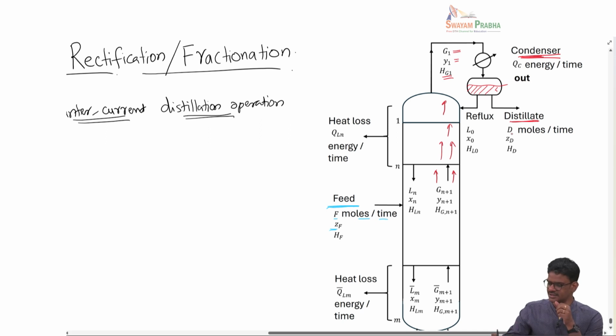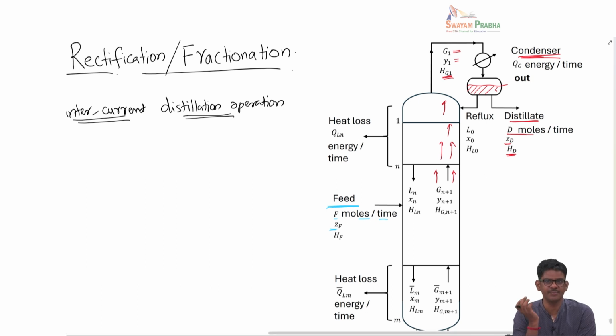So you see that once you have condensed this vapor into liquid, you remove that as a distillate, and the distillate is denoted by a flow rate of D moles per time and a composition of ZD or YD, and then you will have an enthalpy of HD. So you can see that the enthalpy HD is different from the initial enthalpy because we have removed some heat from the vapor. Okay, that's why the enthalpy is different.